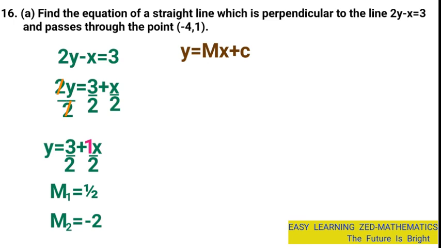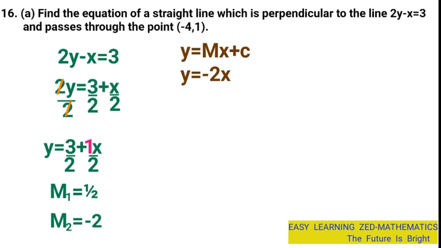Okay, so what we can do now, we try to put what is a variable. As you can see, we have a value for a gradient which is negative 2. So I'm going to write y is equal to negative 2x. Do we know the value of c? No, we don't know the value of c. So we are yet to find the value of c.